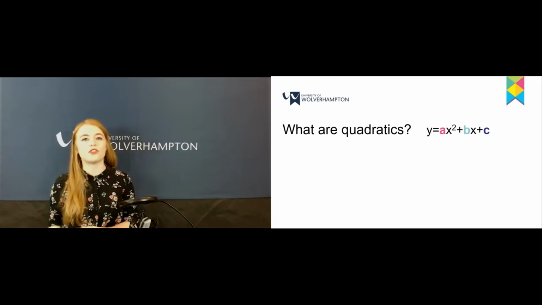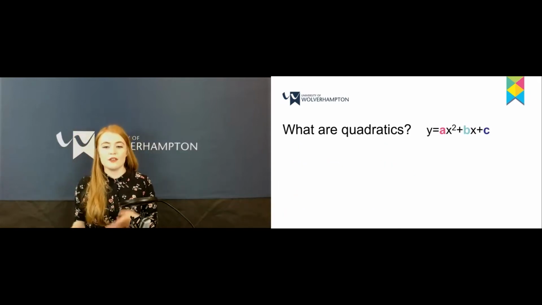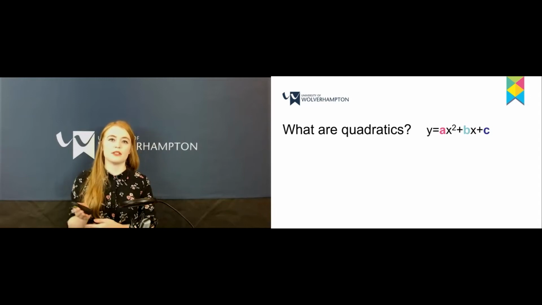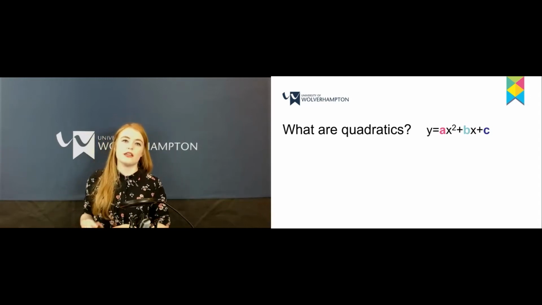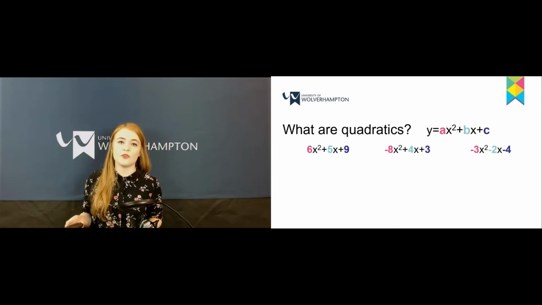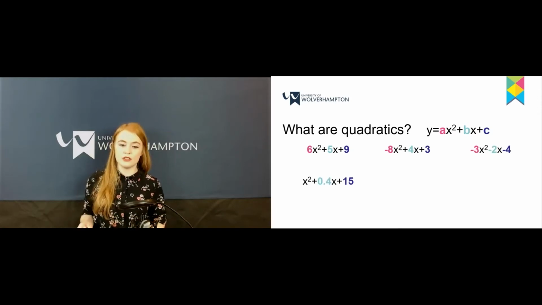So what are quadratics? They're any form of equation in the form y equals ax squared plus bx plus c. And your a, your b and your c can be any numbers. So there could be whole numbers such as these. They could be negative numbers. Any of them at all can be negative. You can have a combination. They can be decimals, surds, fractions.